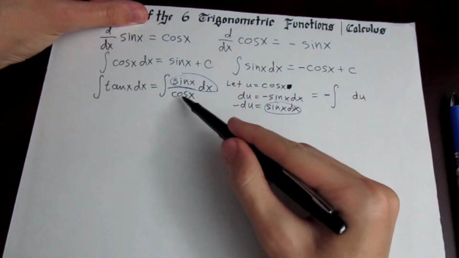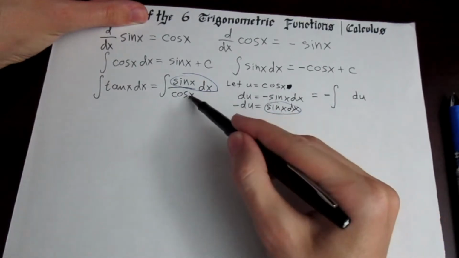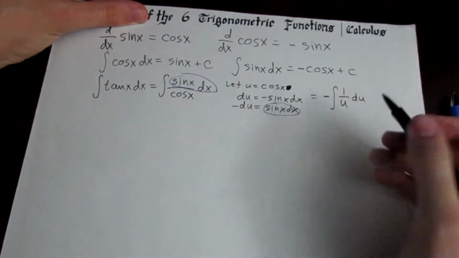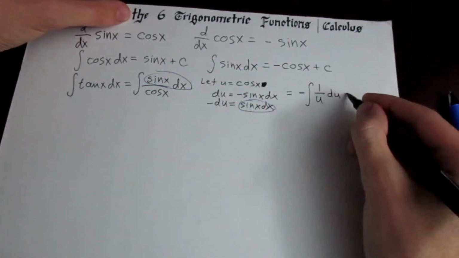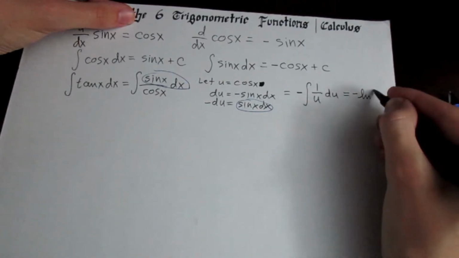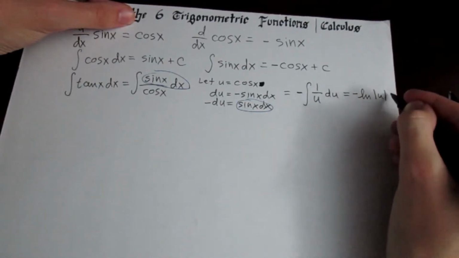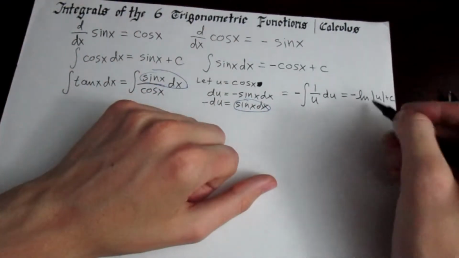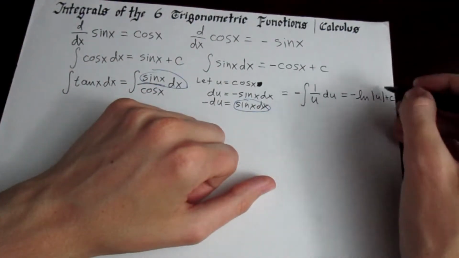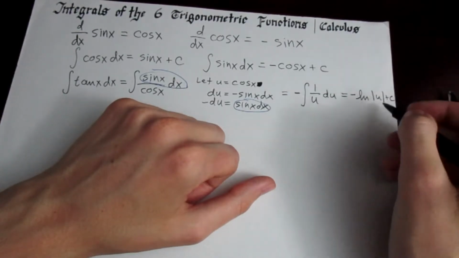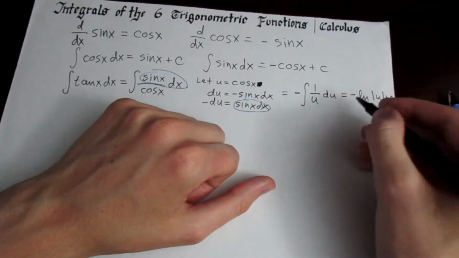Okay, we could substitute in u for cosine x, and that's in the denominator, and that's going to equal negative natural log of u plus c. Okay, got it in there. Okay, don't forget it's the absolute value. Natural log has to be non-negative, so 0 and above.